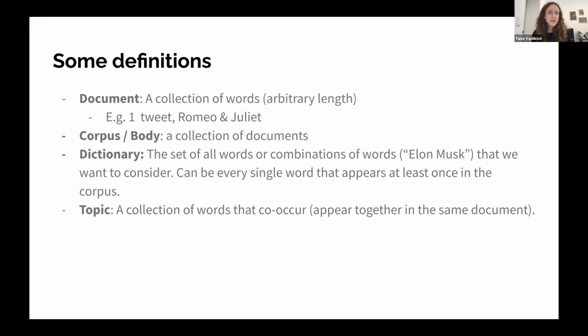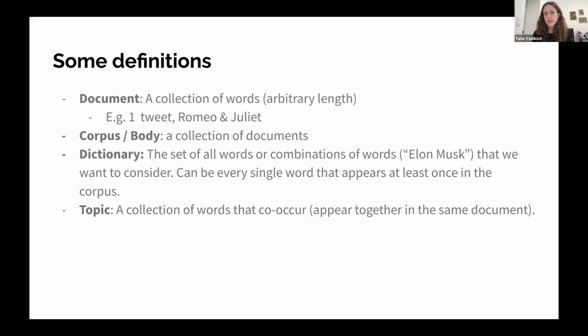And a dictionary then is all the possible words or combinations of words that exist in your corpus. So the, banana, dog, etc. But we can also create composite words, and these are called n-grams, but it doesn't really matter. Combinations of words like Elon Musk, Donald Trump, Britney Spears, etc. All of these can be composite words.